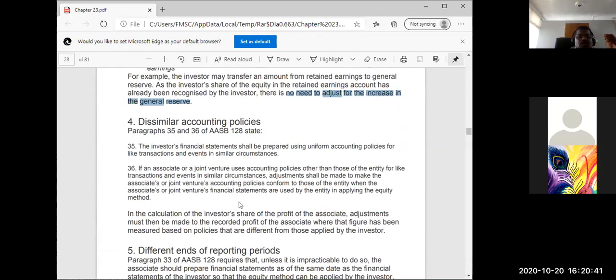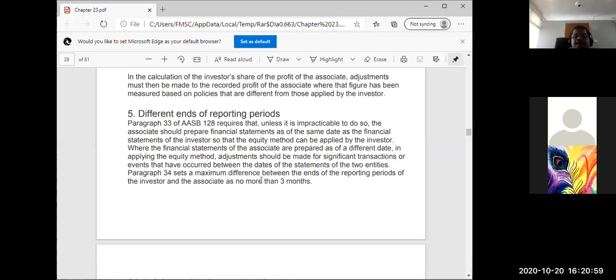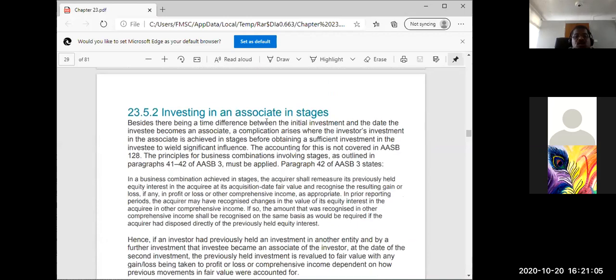Dissimilar accounting policies, of course, if there are dissimilar accounting policies, you have to convert. If you prepare the consolidated financial statement, convert the associate's financial statement into the investor's policies. Different reporting periods, of course, you have to make necessary adjustments for the periods to match. Then investing in associates in stages. Now, again, you have to remember this very clearly.